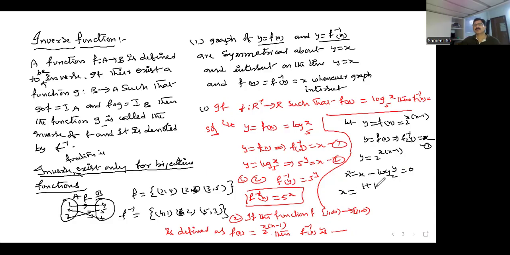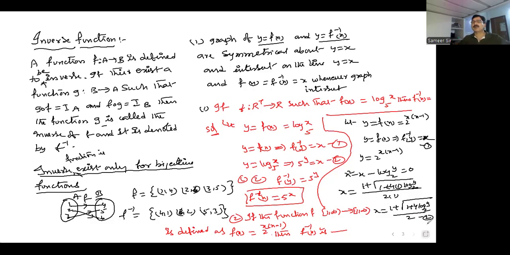Minus b plus or minus under root of b square minus 4ac I have to take. But here always we have to take plus, because all are positive actually. So minus b, that is 1, plus under root of b square minus 1 whole square means 1, minus 4ac. c is negative here, so this becomes positive, negative into negative is positive. Log y base 2, divided by 2 into 1. So what you got here? x is equal to 1 plus root over 1 plus 4 log y base 2, divided by 2. This is 2.